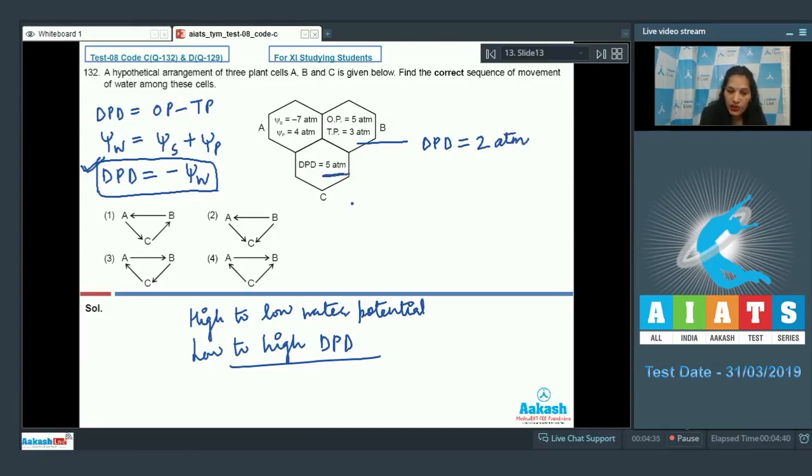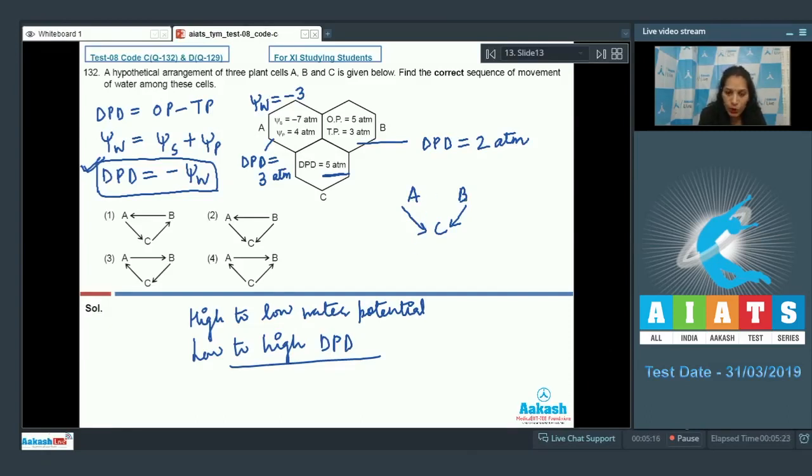And for this cell, it is the 5 atm which is given. And for here, because the values of psi S and psi P are given, you can find out the value of psi W, which is minus 7 plus 4, that is minus 3. Hence, the DPD of this cell will be plus 3 atm. Now, water moves from low to high DPD. So, water can move from B to C, as B has lower DPD as compared to C. And A has lower DPD as compared to C. So, water can move from A to C also.